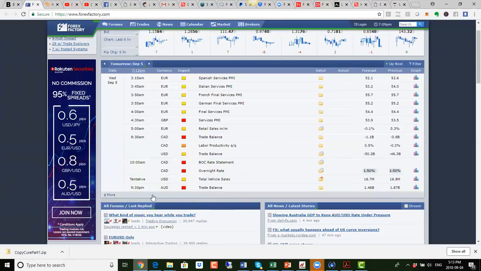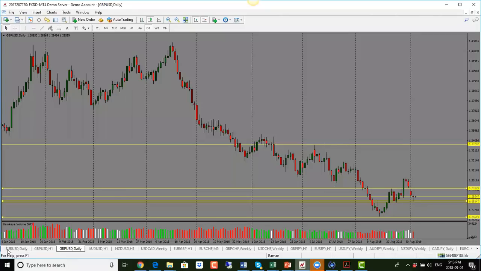And then we also have a trade balance number for Australia. So commodity currencies here, it's a big day for commodity currencies, I should say. And then just the PMI numbers for British pound. So let's move on to the charts here.